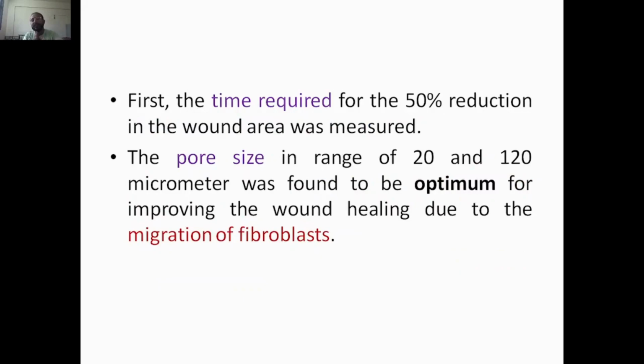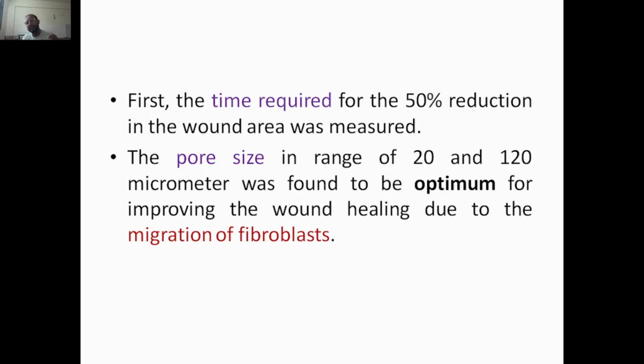Now the time required for 50% reduction in the wound area was measured. How exactly can it be done? What is the time required for a 50% reduction of the wound? That is very simple English, I hope you understood. Imagine this is a big wound; to reduce it by 50%, how much time it may require has to be measured.